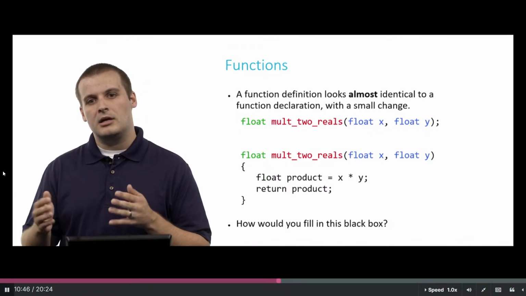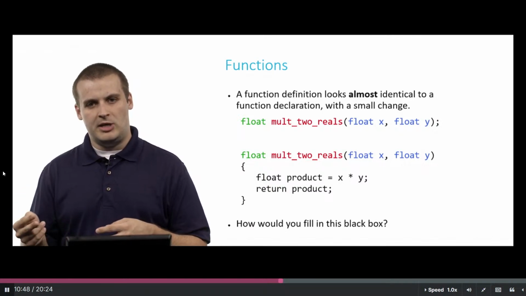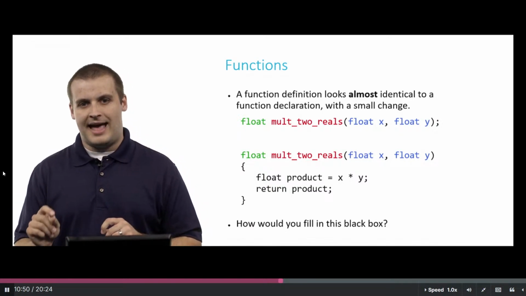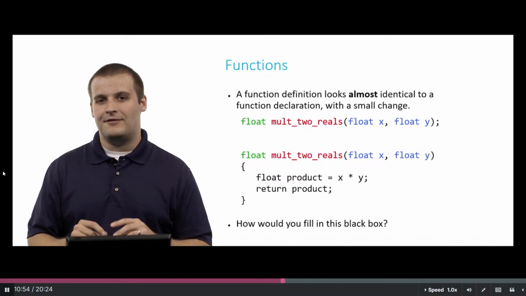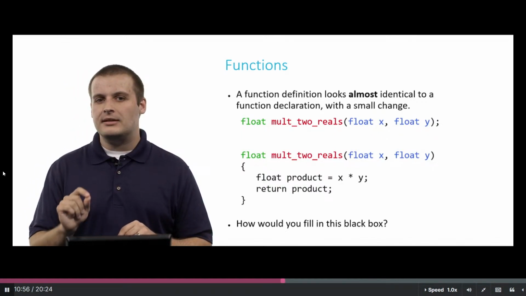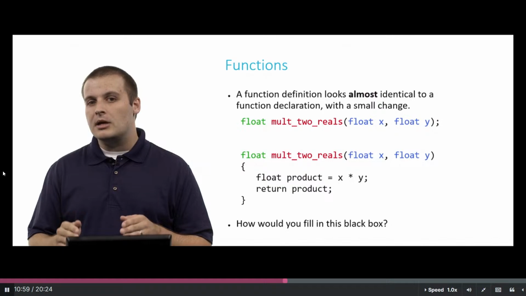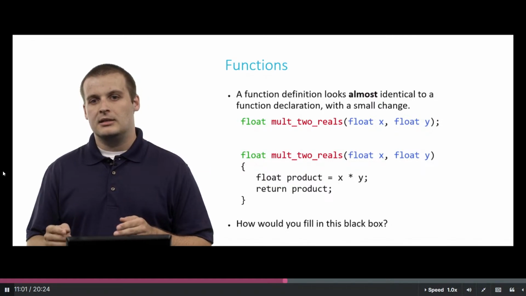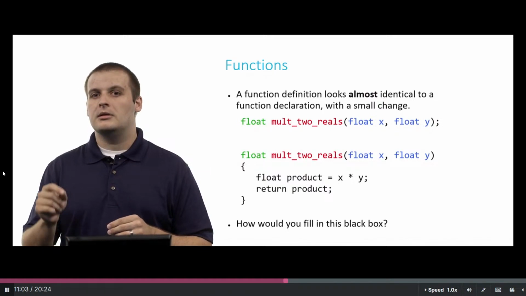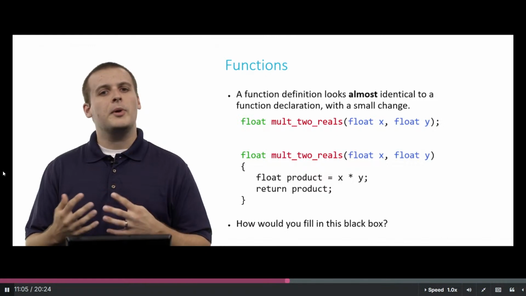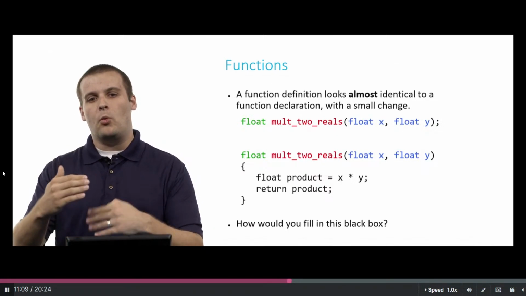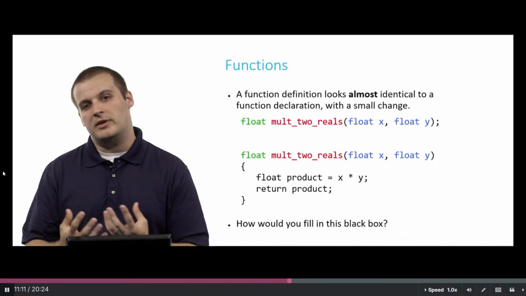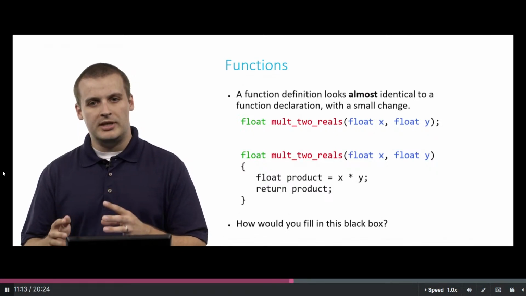Type, name, comma-separated argument list, semicolon. The semicolon indicates that that is a function declaration. The beginning of the function definition looks almost exactly the same. Type, name, comma-separated argument list, no semicolon, open curly brace. The open curly brace, just as we've been doing with main, means that we are now beginning to define what happens inside the black box that we have decided to call mult2reals.